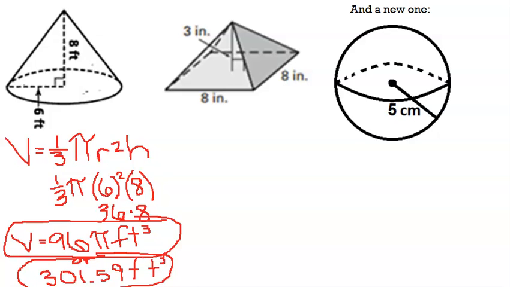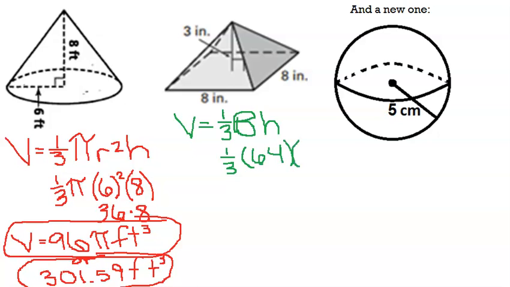All right, we go on to the pyramid, and the pyramid here is going to be just like it was for the prism. The only difference is we want 1/3 of that amount. The base of the pyramid is actually just an 8x8 square. Not a big deal. An 8x8 square would have an area of 64, and then the height was 3.